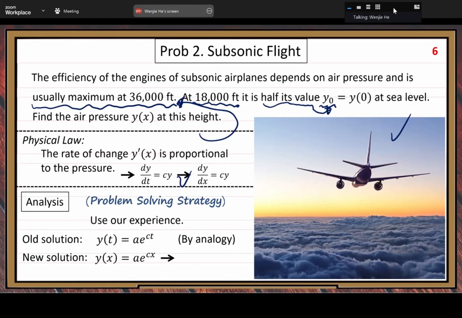First, at the sea level means x equals 0, right? So you plug in x equal to 0 at the sea level. The initial value is y0, and it is also A. So that means A equals y0. So the first constant is determined. But the constant C is still unknown at this point. So let's leave C there.